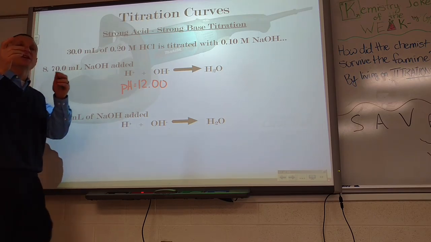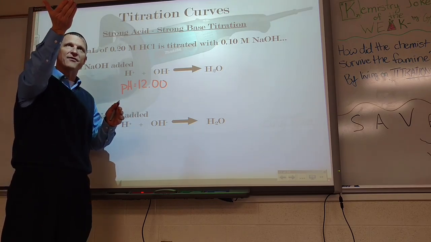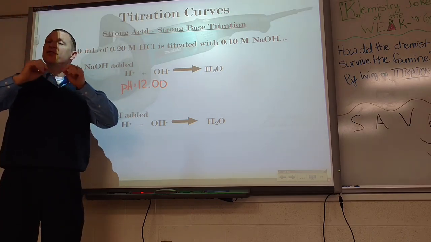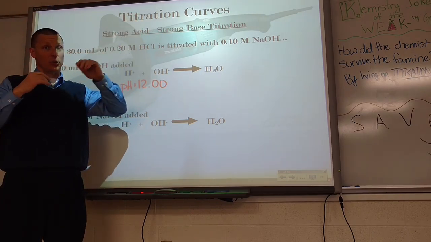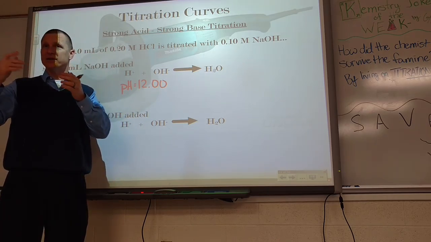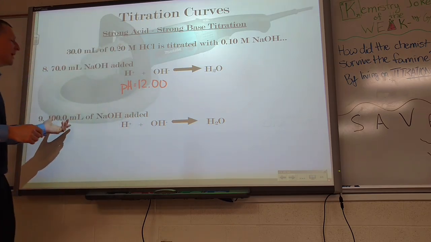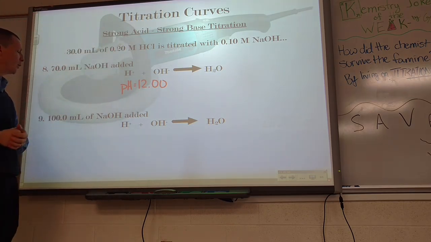So between the last three data points, we had 1.9 and then went up to 7, and now it's way up to 12. You get that huge swing in a real hurry when you do a strong titration. That swing is not as drastic when it's a weak with a strong, and we're going to see that in the next couple days. Okay, then finally, you guys over there, what did you get when you added 100 mL?